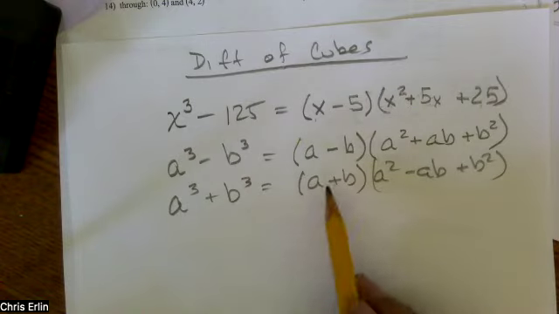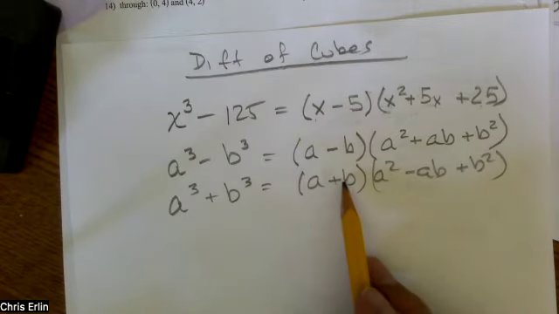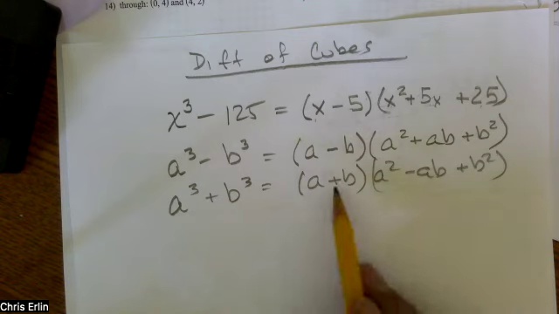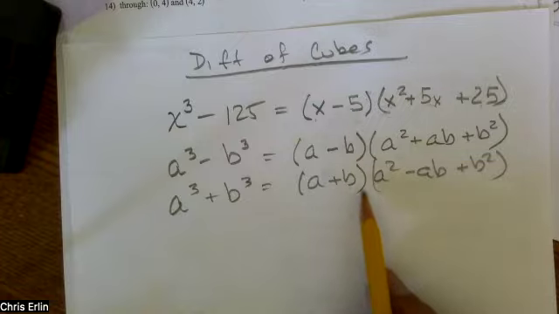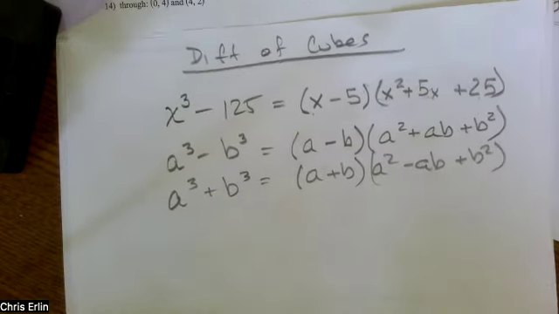Let's make sure that works. So this will give us a cubed. It'll give us an a squared b positive and an a squared b negative. It'll give us a positive ab squared. It'll give us a negative ab squared. Yep, that's right.